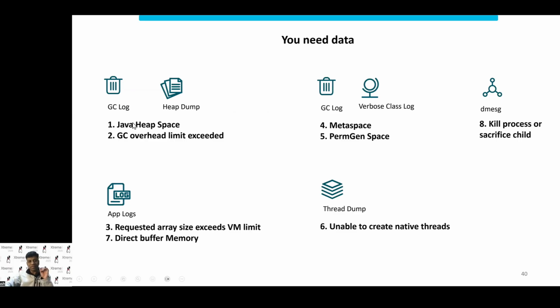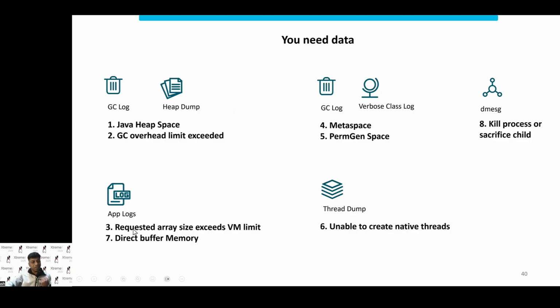Say if you're going to experience Java heap space and GC overhead limit exceeded, you need these two artifacts, GC log and heap dump. If you get out of memory error Metaspace and PermGen, you need the garbage collection log and the verbose class log. If you get kill process or sacrifice child out of memory error, you need the dmesg, which is the kernel log.